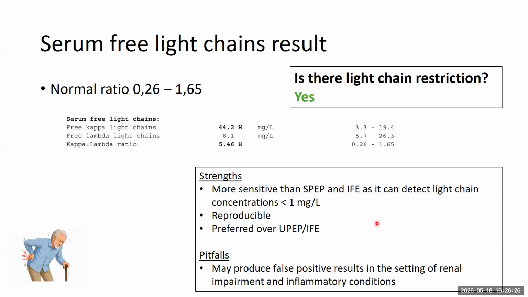I also just want to mention at this point, if a patient has renal impairment with a light chain value of 1,500 milligrams per liter or more, it can be inferred that there's a light chain cast nephropathy, and it's not necessary that a renal biopsy should be performed.